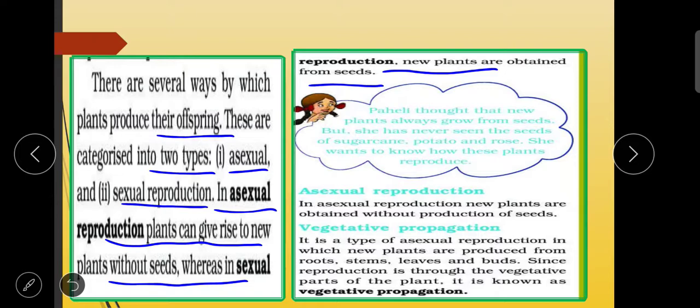Paheli thought that new plants always grow from seeds, but she has never seen plants like sugarcane, potato, rose, which do not require seeds to grow. Such kinds of reproduction are called asexual reproduction. In asexual reproduction, new plants are obtained without production of seeds. There are several methods of asexual reproduction, and the first one is vegetative propagation. It is a type of asexual reproduction, children, in which new plants are produced from the roots. All of you underline.